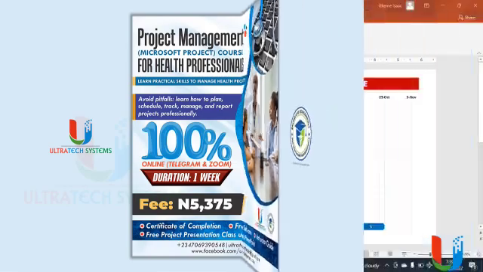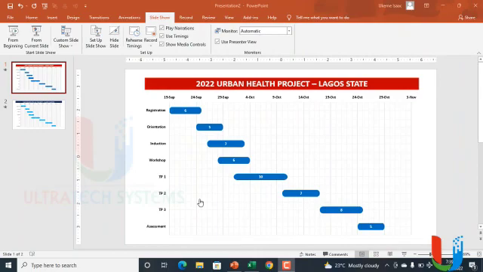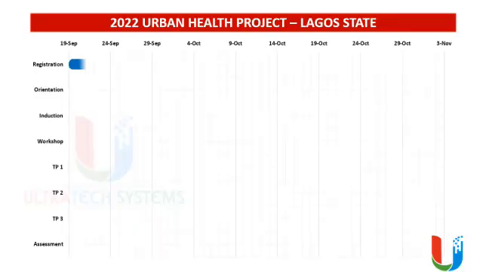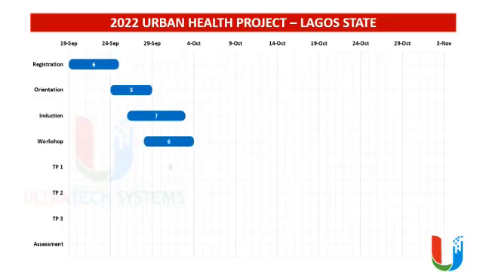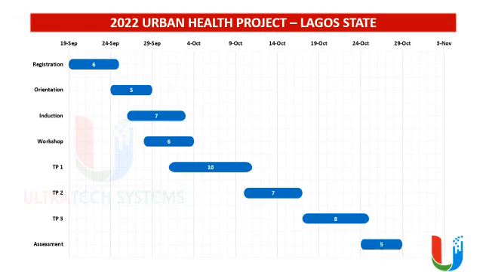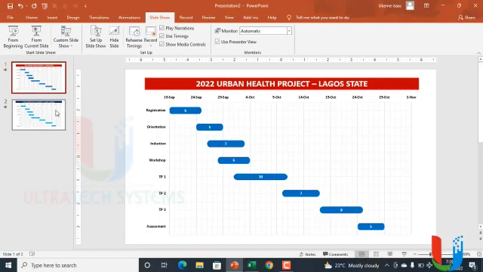Here I'm going to just show you what if you do not have your project built and you just need something very simple as part of your presentation. That's exactly what I'm going to show you. But by the way, let's see how it looks like here. So this is how it is. You can see 2022 Urban Health Project for Lagos State, and you see the registration, orientation down to assessment. So let's see how to go about it.